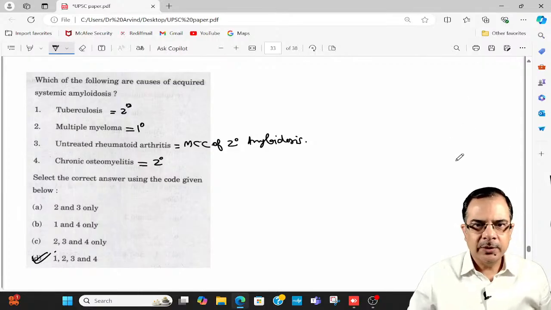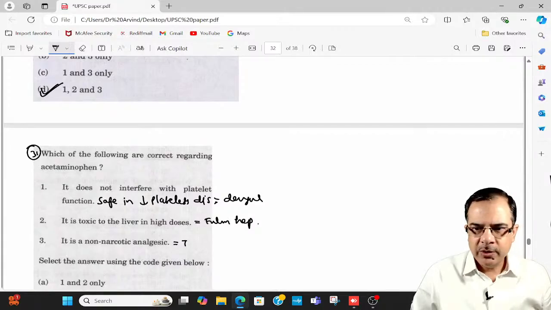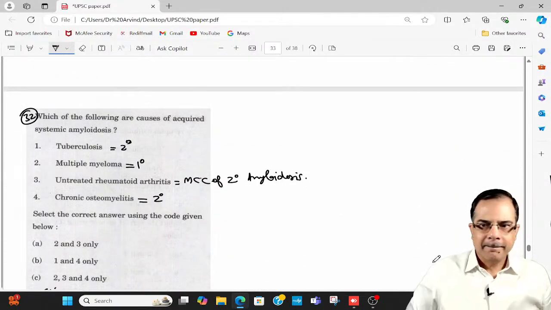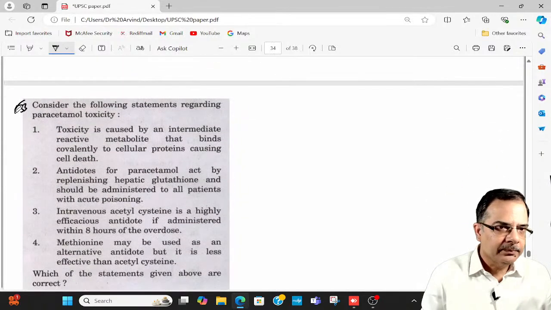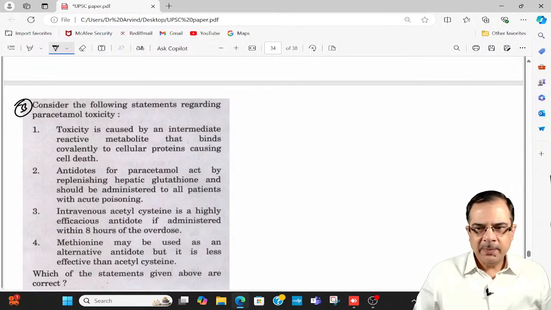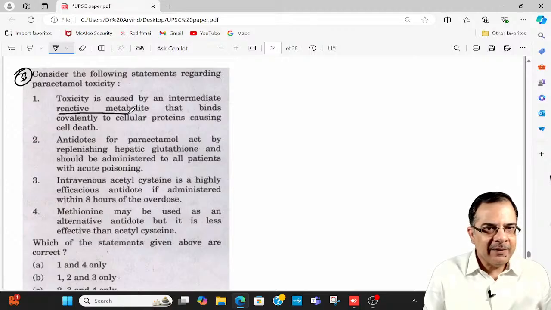Next one. So this was, let me write down the question number. Question number 32. 33. Consider the following statements regarding paracetamol toxicity. So toxicity is caused by an intermediate reactive metabolite that binds covalently to cellular proteins, causing cell death. Yes, that causes the cell death because of the reactive metabolite.